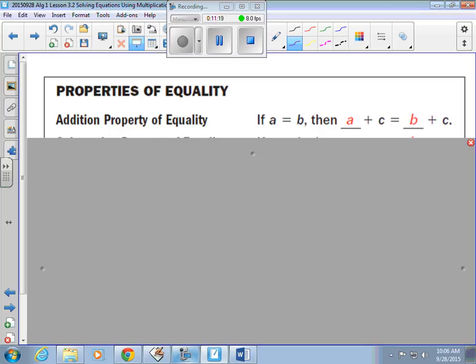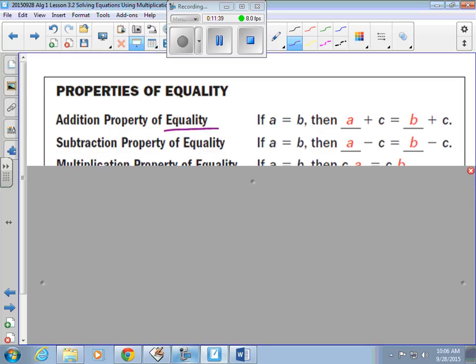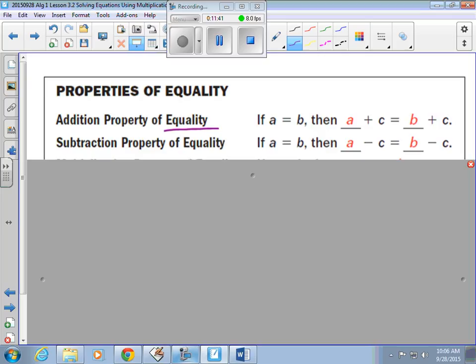Here are properties of equality. The addition property of equality: if A is equal to B, so if those numbers are the same, then A plus C is equivalent to B plus C. It's exactly the same. That's why it says properties of equality, because it's equivalent. It is the same.